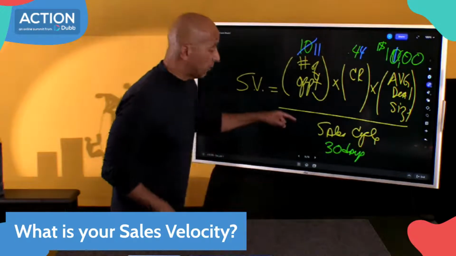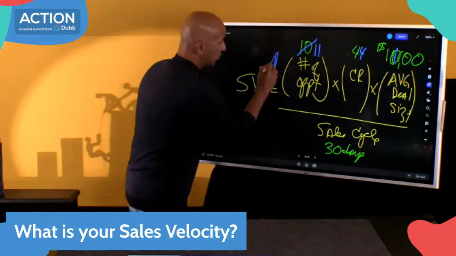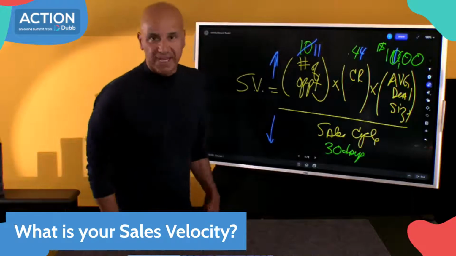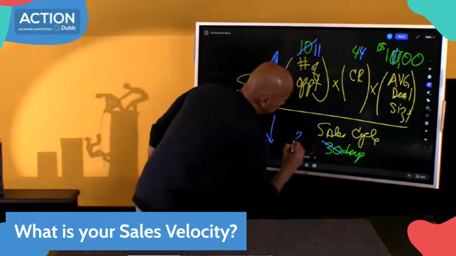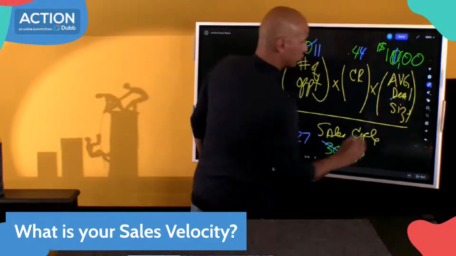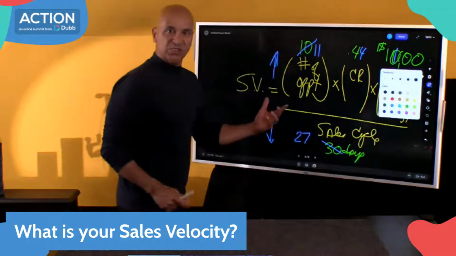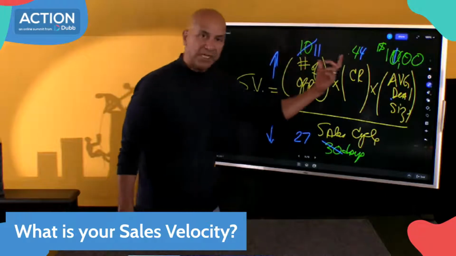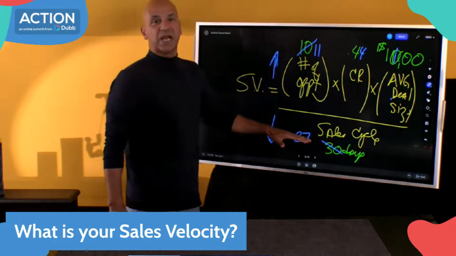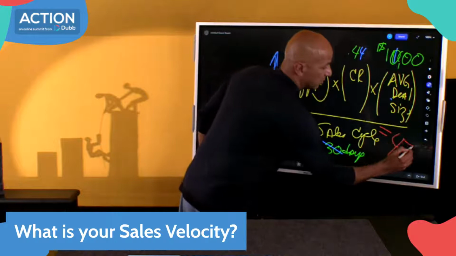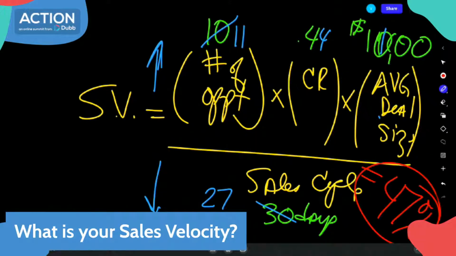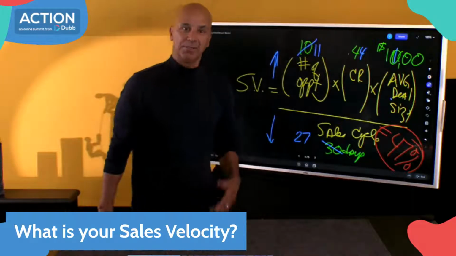And what if I reduce the sales cycle? Everything in the numerator we want to increase, everything in the denominator we want to decrease. What if I decrease that by 10%? Well, that would put me at 27 days. Did you know that if I increase the number of opportunities in my pipeline by 10%, increase my conversion by 10%, increase my average deal size by 10%, and reduce my sales cycle by 10%, my sales will grow by 47%? Yeah, 47%. You can run the numbers on your own.